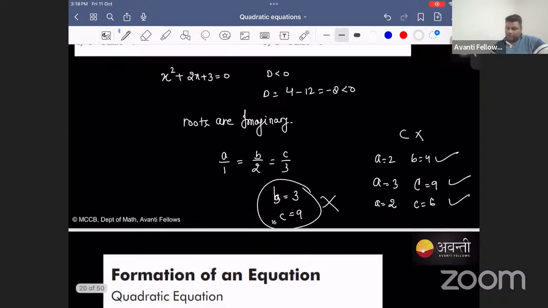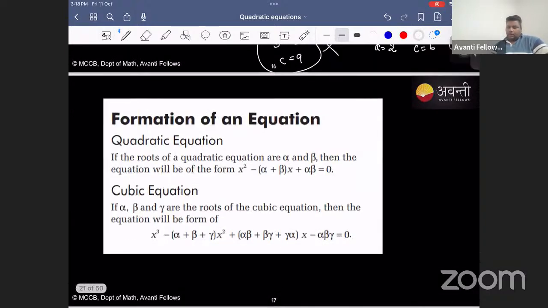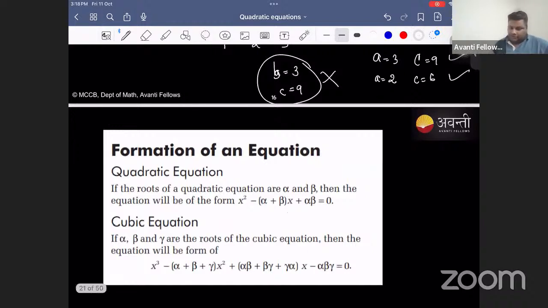So, this is how they are done. Now, formation of a quadratic equation. This is what you have already done in 10th class also. If the roots of a quadratic equation are alpha, beta, then the equation will be of the form x square minus sum of roots into x plus product of roots equal to 0. Got it?